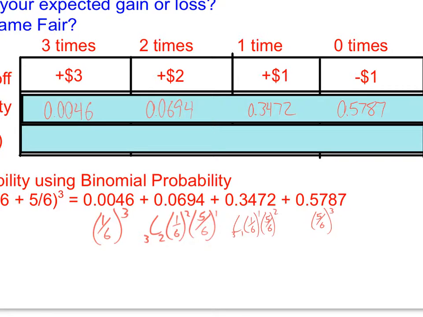3 choose 3 is 1, yes. Yeah, this first term, technically it's 3 choose 3, and it would be 5/6 to the 0 power. That's why you don't bother writing it. Just like the last term would be a 3 choose 0, which is also 1, and the 1/6 would be to the 0 power.